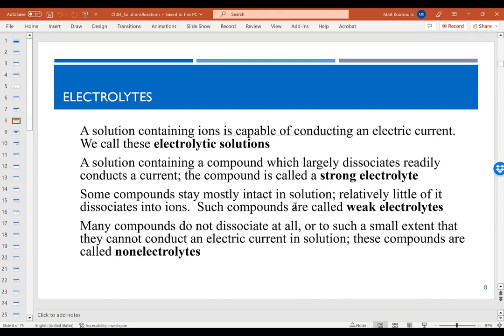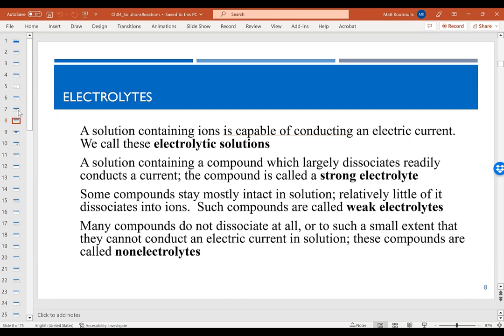Water itself, by the way, does not conduct electricity. If it looks like it does, that's because it's tap water, which has ions dissolved in it. Okay, it's got fluoride for your teeth. It's got chloride in there. It's got some calcium and some sodium and some other things. So that's what's conducting the electricity, not the water.